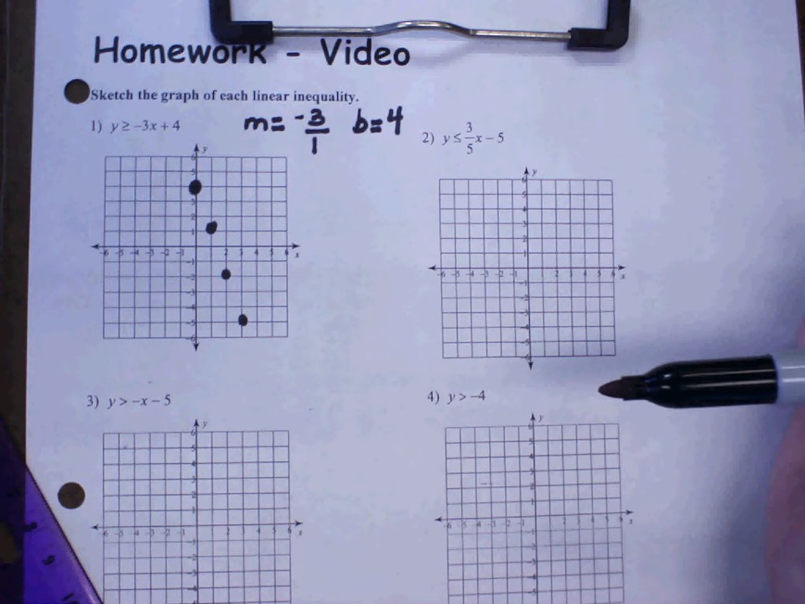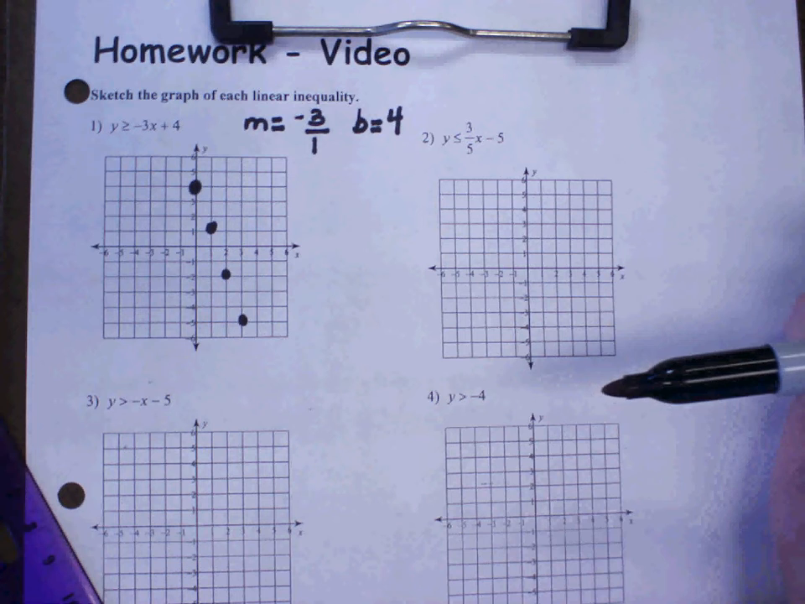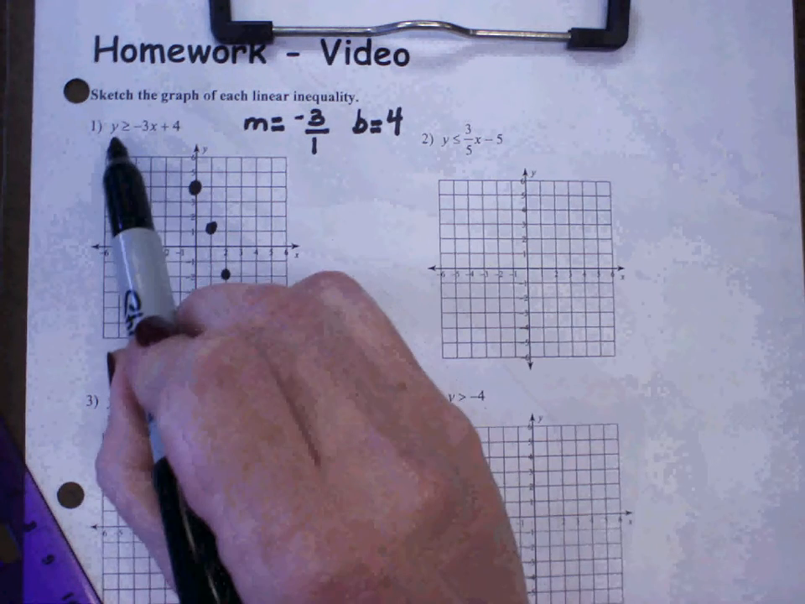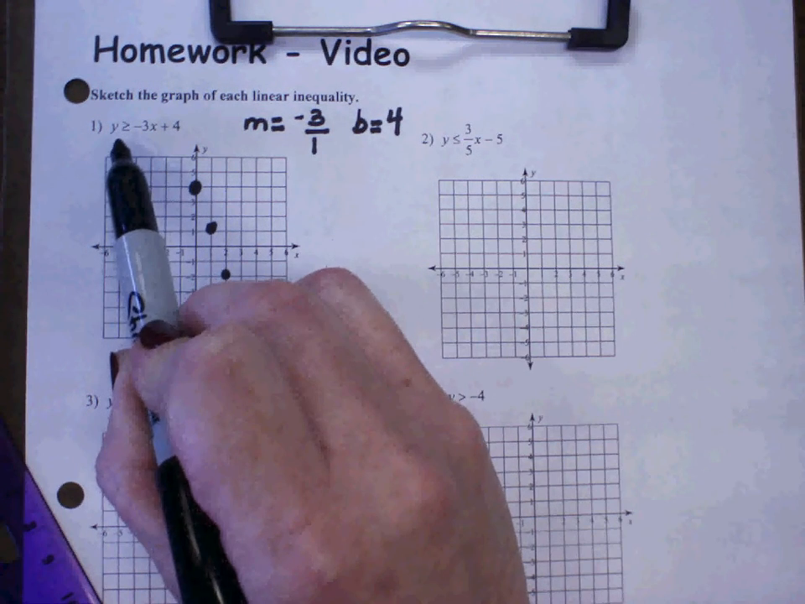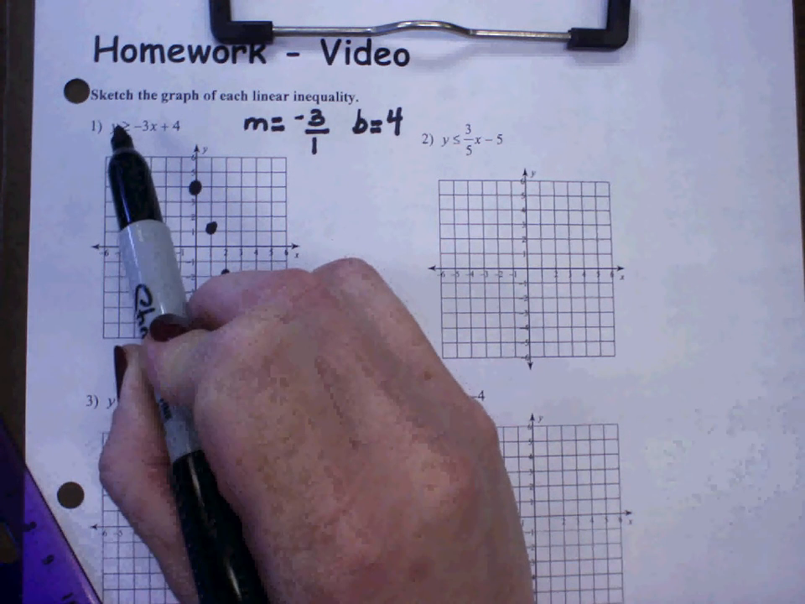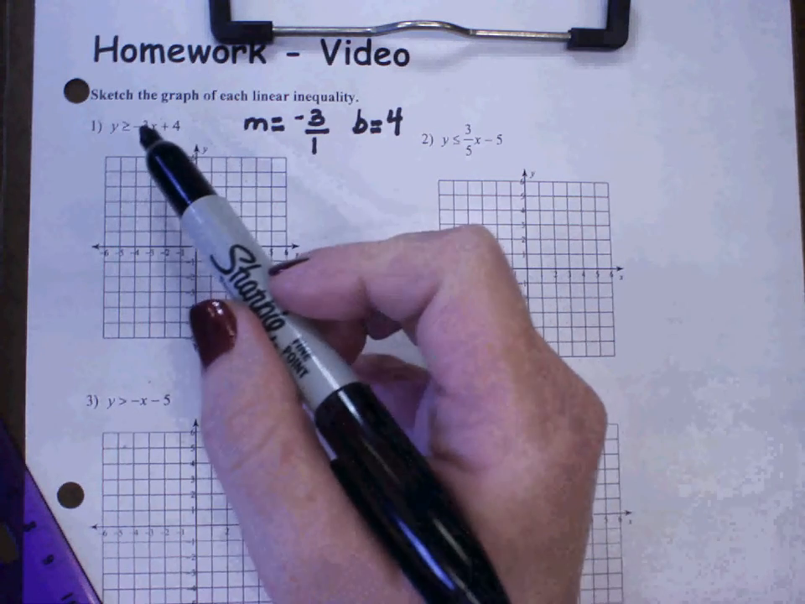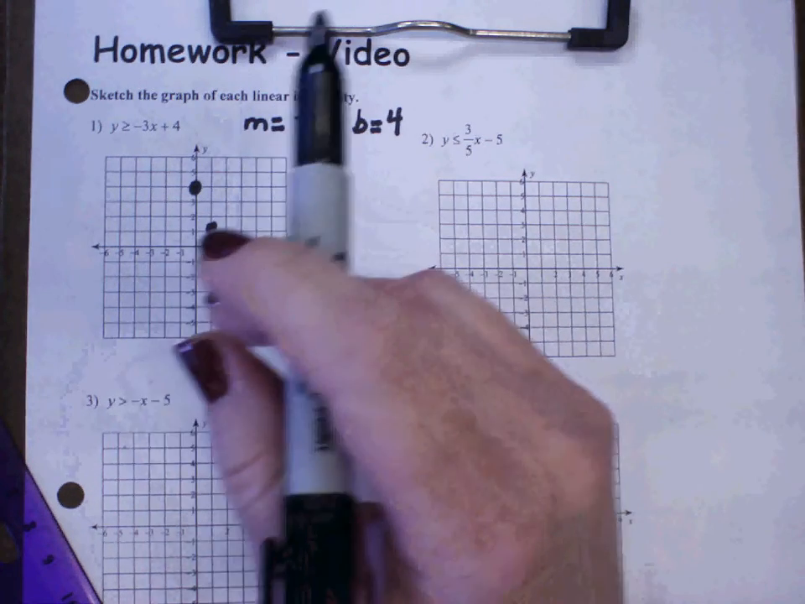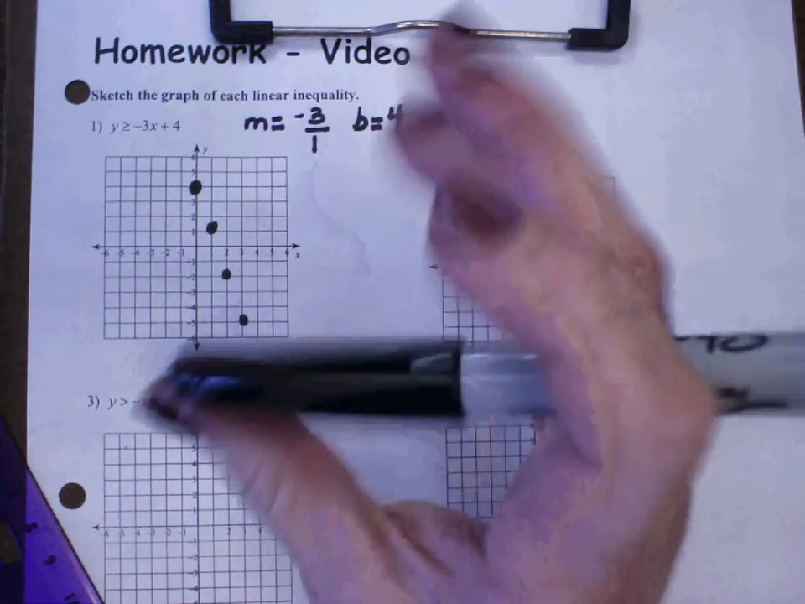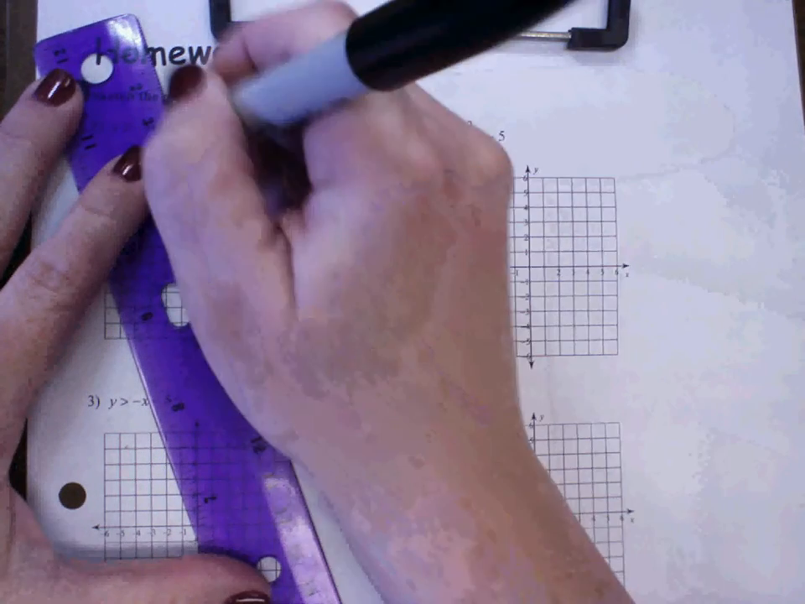Now you need to decide what kind of line it is. There are two kinds of line: one that is solid and one that is dotted. When you make a circle for this, is this a closed or open circle? Closed, because it has that equal sign, correct? So what kind of line do you think you're going to draw? Solid or dotted? Solid. Thank you. So we're going to make a solid line that goes through those points, and there's your line.